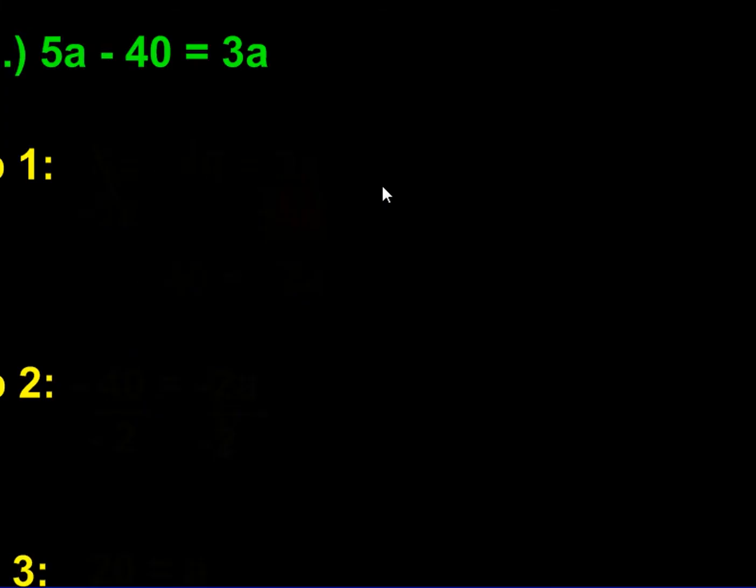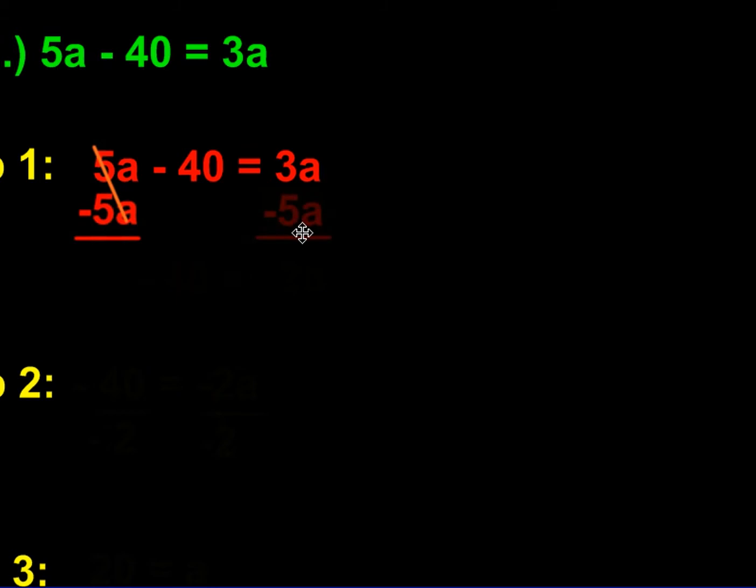Number 2 is 5a minus 40 equals 3a. So we copy down the equation. If we take a look, we want to try and isolate the variables on one side of this equation and the numbers without variables on the other. And so the easiest way to do that is to take 5a and to move it over onto this side. So we remove 5a by subtracting 5a. And as always, whatever we do on one side of the equation, we have to do on the other.